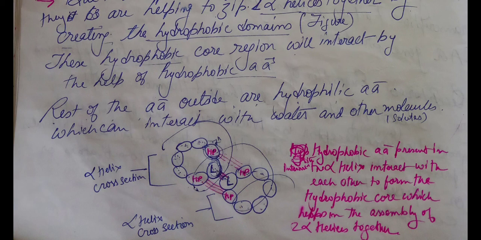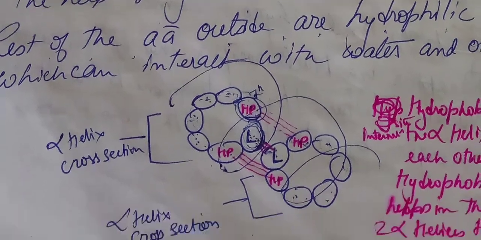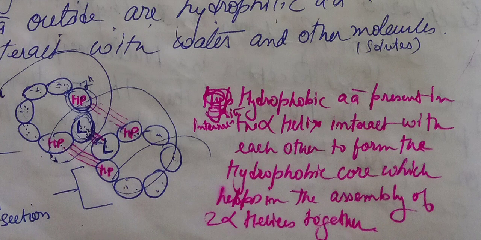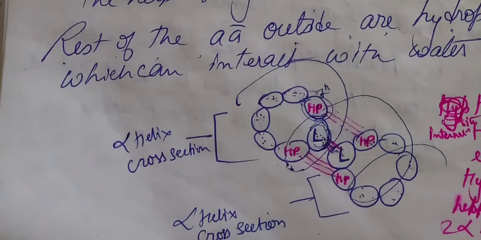So here a cross section of the alpha helix has been shown, and what they are saying is that hydrophobic amino acids present in the internal sides of the alpha helix are interacting with each other to form the hydrophobic core, which helps in assembly of the two alpha helices together. Again I repeat, the hydrophobic amino acids present in the internal sides of the two alpha helices interact with each other to form the hydrophobic core, which helps in the assembly of two alpha helices together.